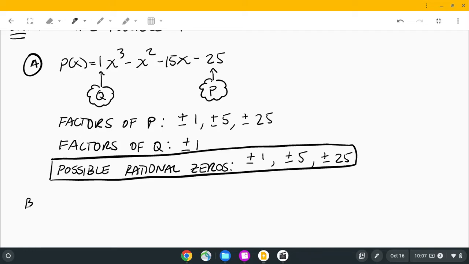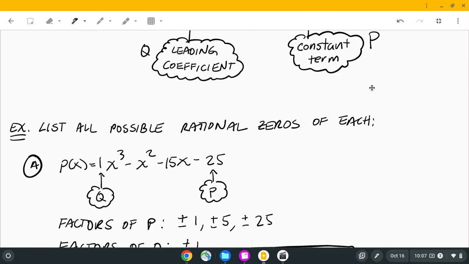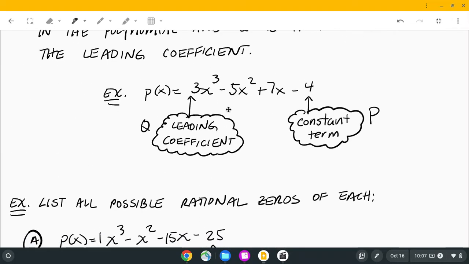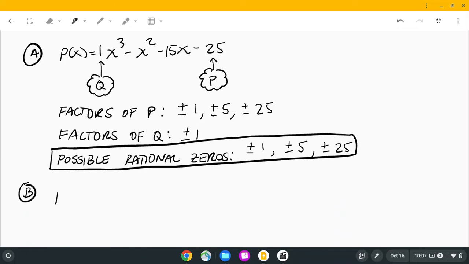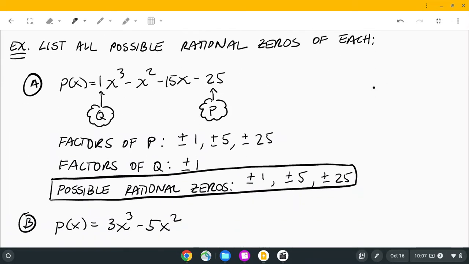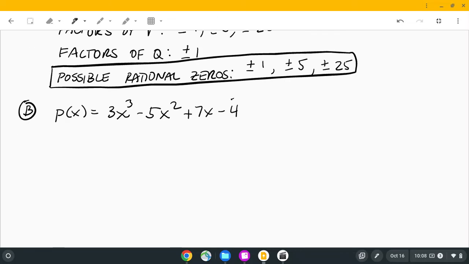Okay, let's try the one that's up above here. This problem that I wrote up here. So p of x equals 3x cubed minus 5x squared plus 7x minus 4. I just sort of made that up. Okay, so here is p. So I'm going to need all of my factors of 4. And this here, 3, that's my q.